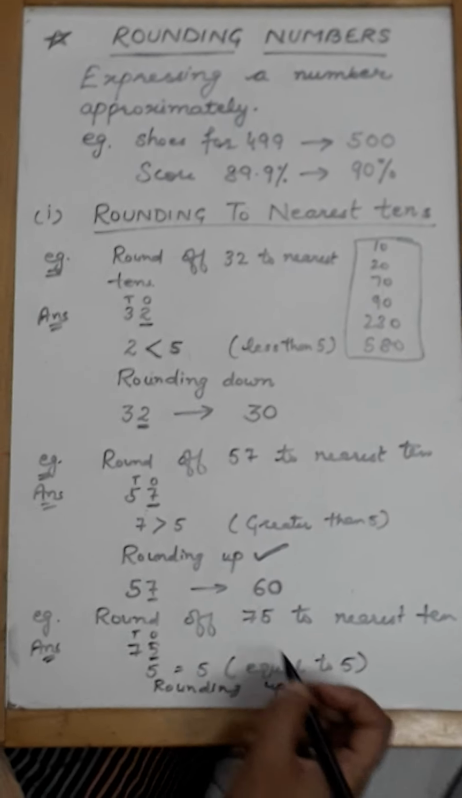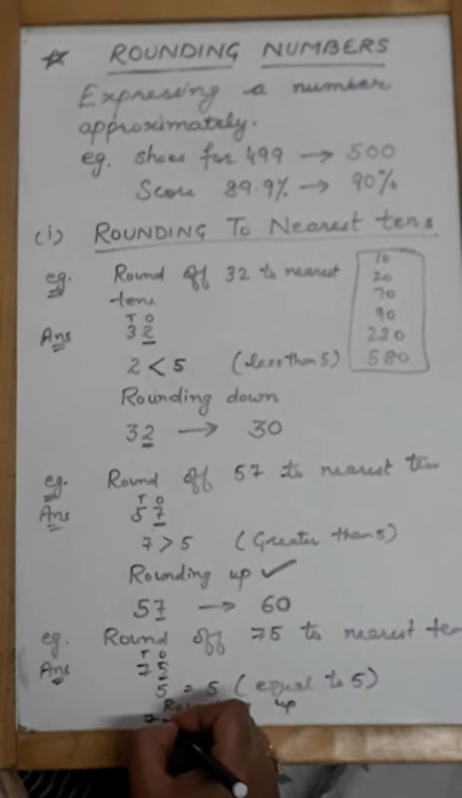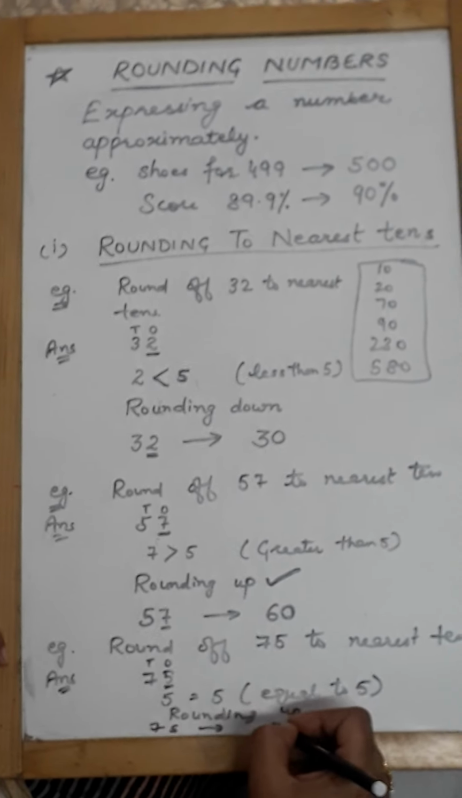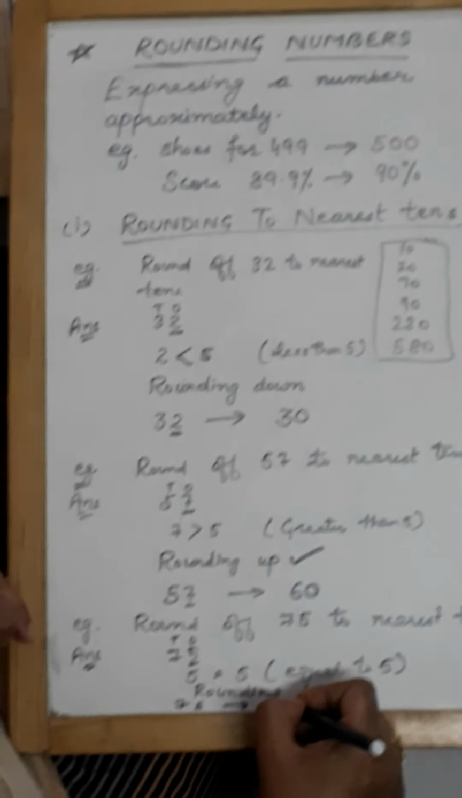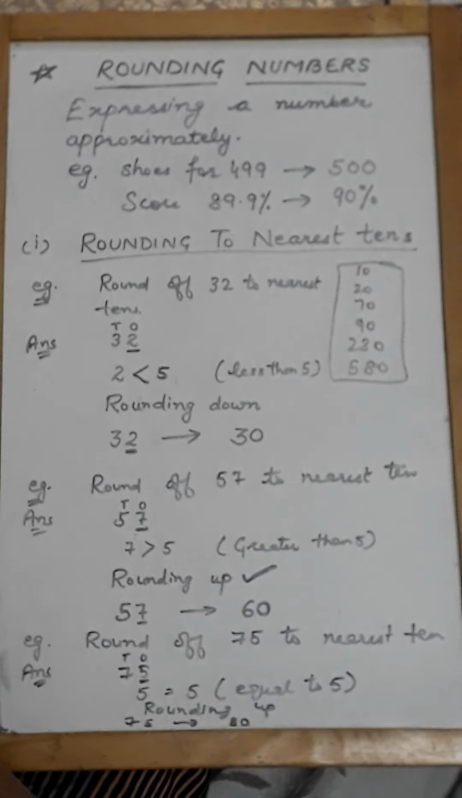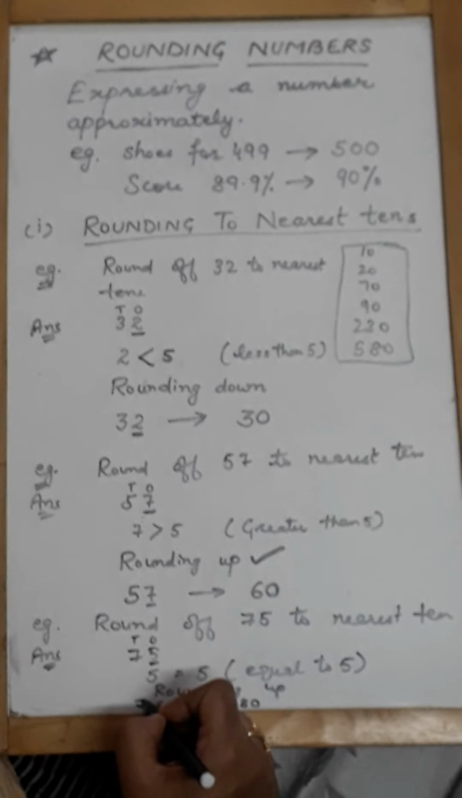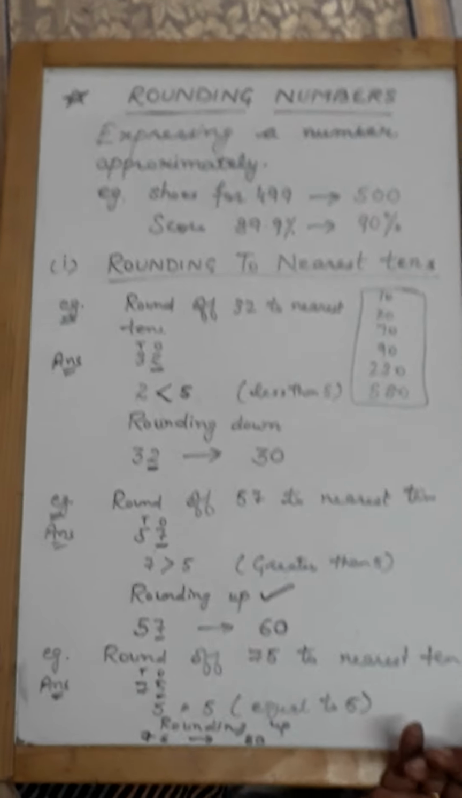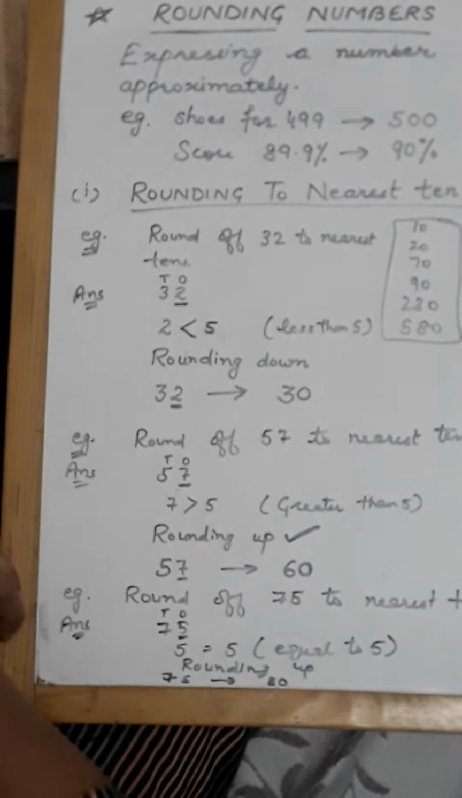अब राउंडिंग अप में हम टेंस प्लेस पे 1 को ऐड कर देते हैं. 5 will become 0 and 7 will become 8. So our answer is 80 because हमने जो टेंस प्लेस वाला नंबर है उसमें 1 ऐड कर दिया है. So the answer is 80.